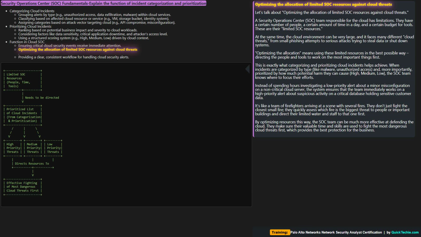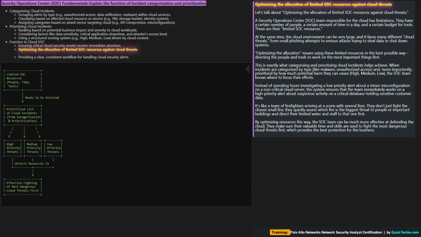Instead of spending hours investigating a low-priority alert about a minor misconfiguration on a non-critical cloud server, the system ensures that the team immediately works on a high-priority alert about suspicious activity on a critical database holding sensitive customer data.